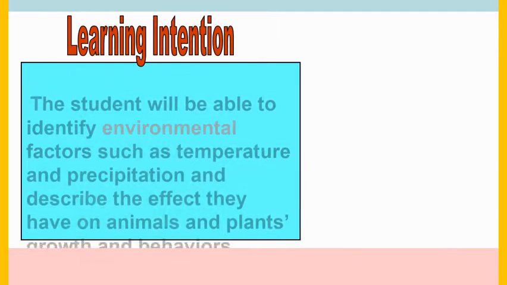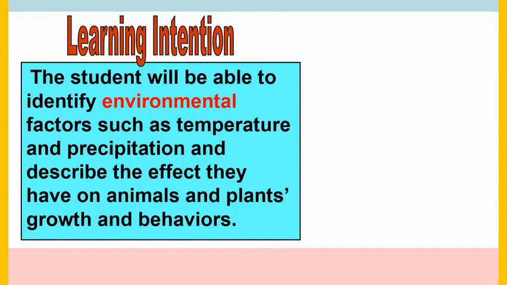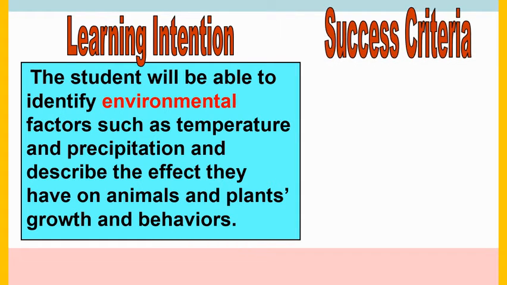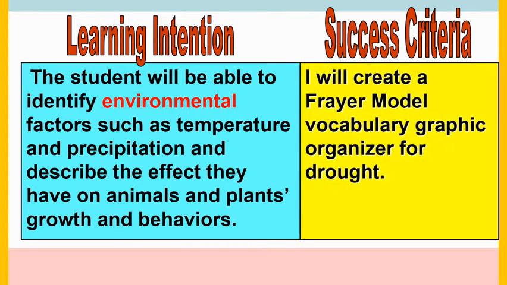Learning intention. The student will be able to identify environmental factors such as temperature and precipitation and describe the effect they have on animals' and plants' growth and behaviors. Success criteria. I will create a Frayer model vocabulary graphic organizer for drought.